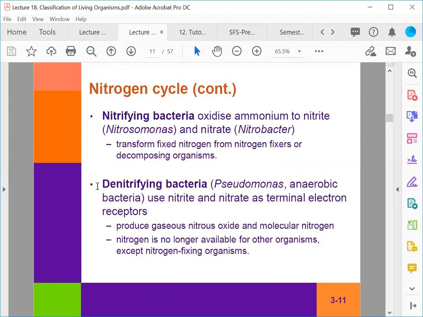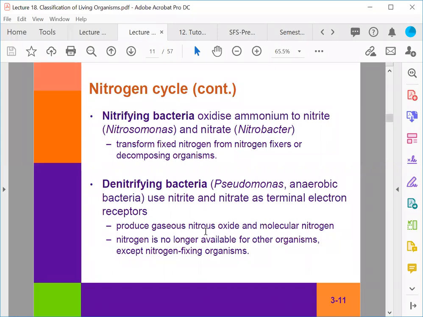All right, stage 3 of the nitrogen cycle, and this involves the denitrifying bacteria, for example, such as Pseudomonas. Denitrifying bacteria will take that nitrite and nitrate. They use it as terminal electron acceptors. Don't worry too much about that because we haven't learned about those processes yet. But what they basically do, as a result, they produce gaseous nitrous oxide and molecular nitrogen. In other words, that important fixed nitrogen is returned to the gaseous stage and released back into the atmosphere.